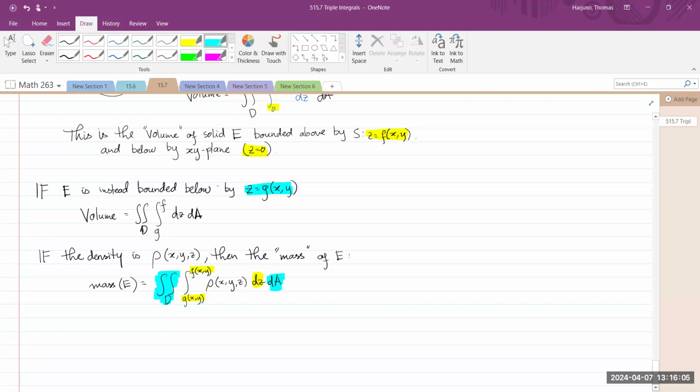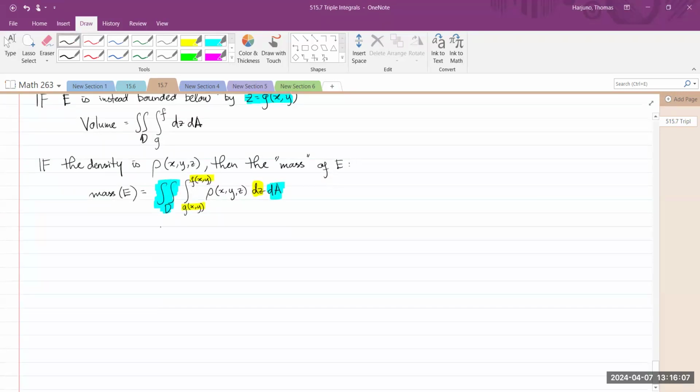Which you will see we may rewrite as a triple integral over domain E. So the domain of integration now is not two-dimensional, but three-dimensional E. Okay, rho(x, y, z) dV. So this guy here may now be written as dV.